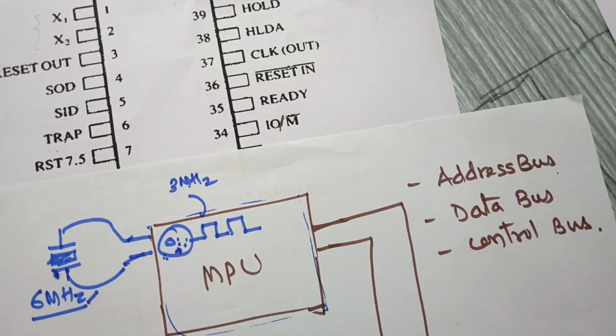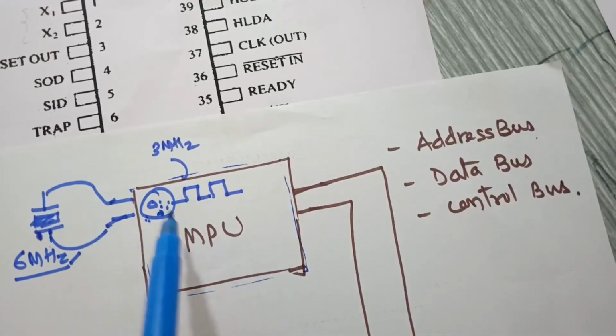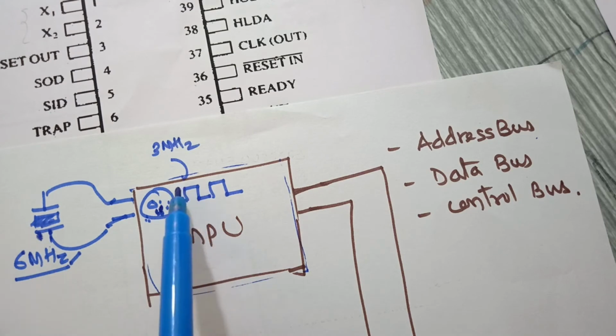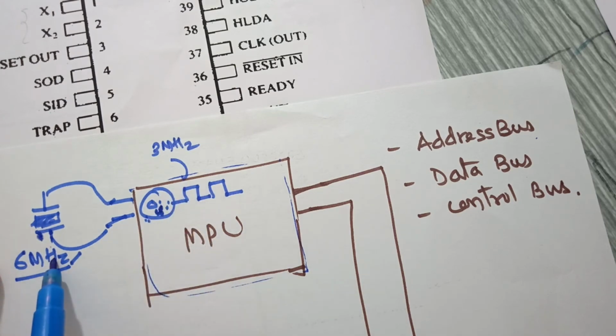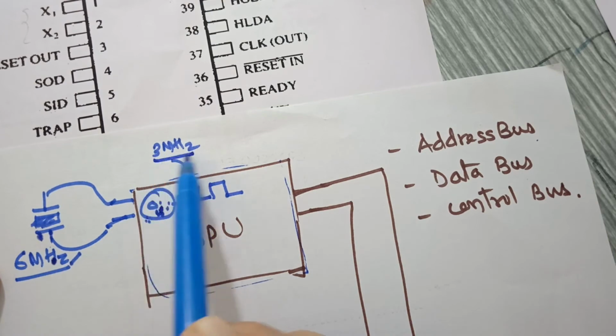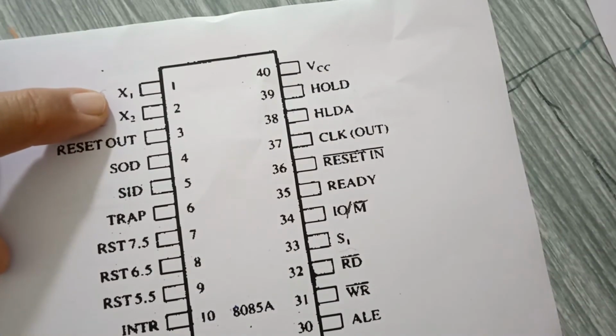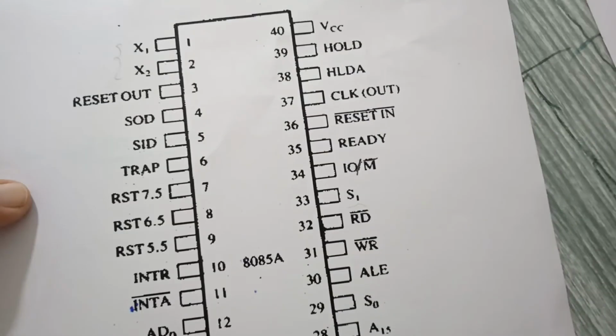So on the microprocessor circuit on board, it has an oscillator and it divides by 2. So when I connect an external 6 megahertz crystal, you get a 3 megahertz clock. So this is the purpose of these two pins.